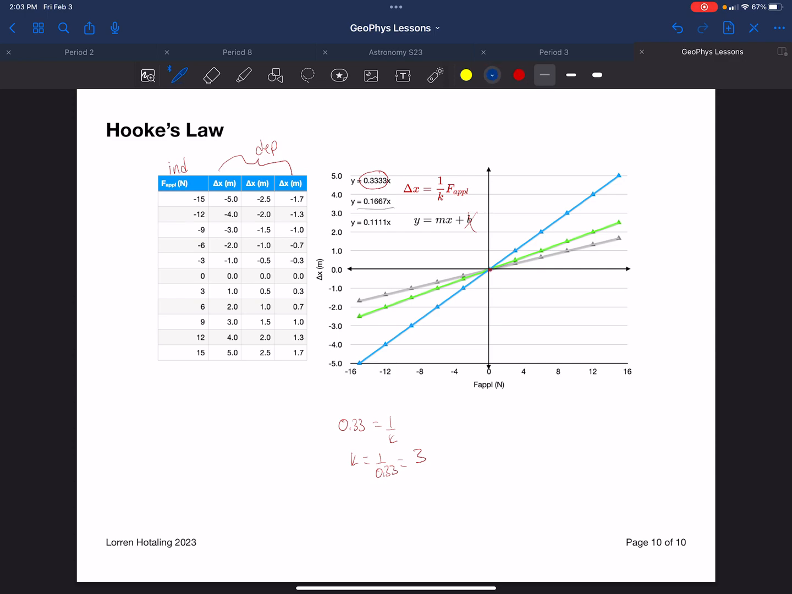And if we take the second example, we have 0.17 equals 1 over k. Then k equals 1 over 0.17, which is 6. And if we take the third example, which is 0.11 equals 1 over k, then k equals 1 over 0.11, and that equals 9. Now, we'd seen in an earlier example where we had spring constants of 3, 6, and 9. Now, when we're graphing, switching the axes, the weakest spring is now this one.